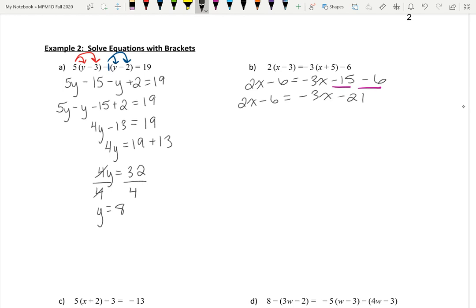And now I'm going to start collecting my like terms on one side of the equal sign and my other like terms on the other, and then simplifying. And then isolating my variable.